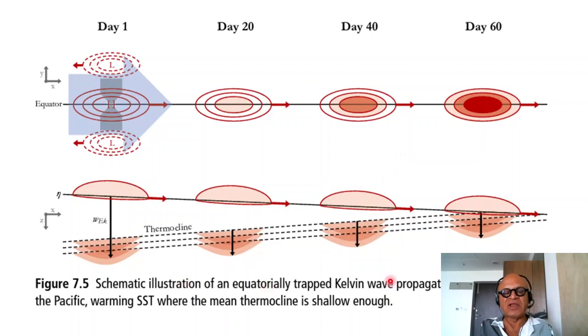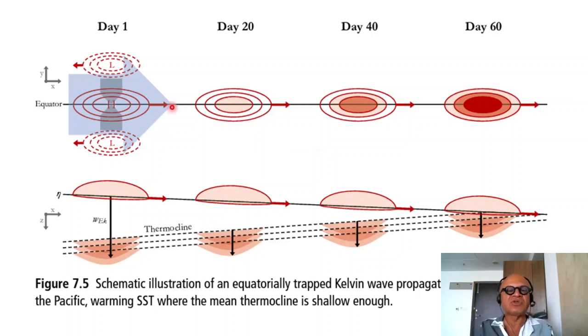So this is a schematic illustration of an equatorially trapped Kelvin wave propagating eastward across the Pacific, warming SSTs where the mean thermocline is shallow enough. Typically you have a westerly wind burst that is associated with almost all the El Niños. There are many details about whether westerly wind bursts are part of the El Nino or just random forcings that happen all the time, and El Nino happens when other conditions are favorable, like the accumulation of warm water that is being discharged by some other process.